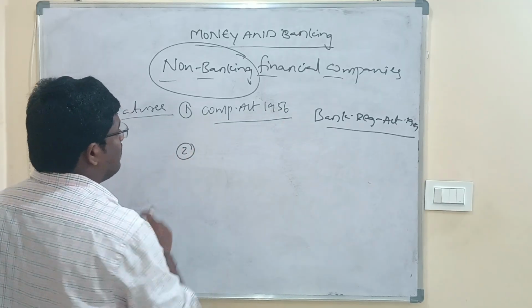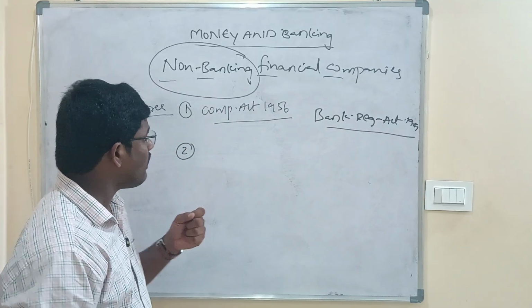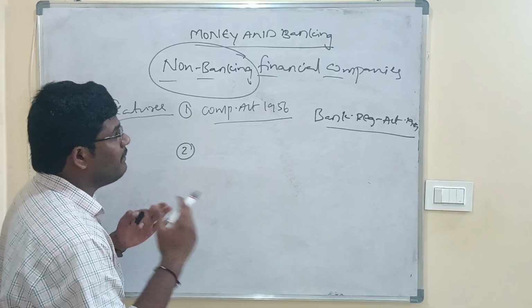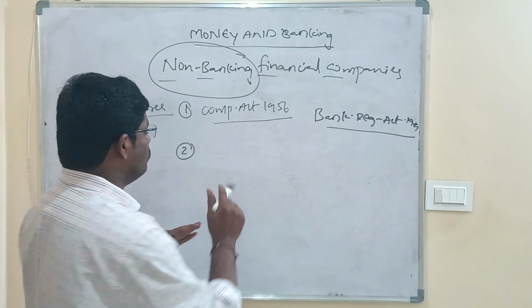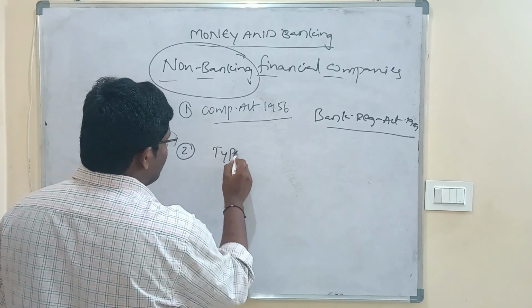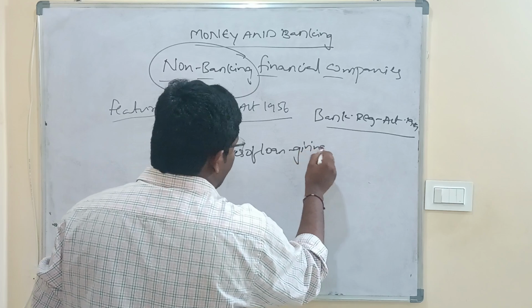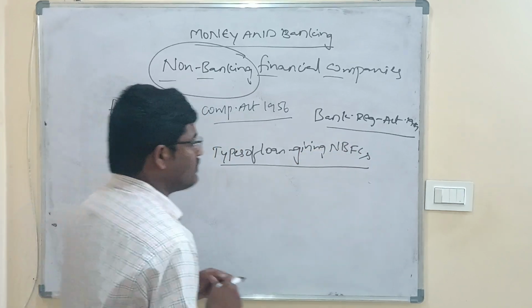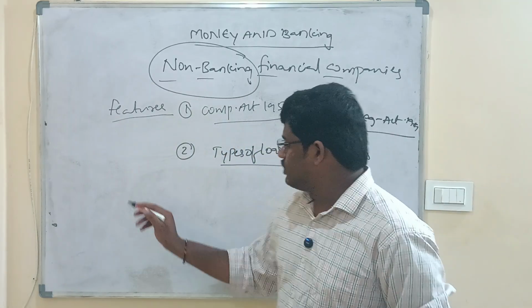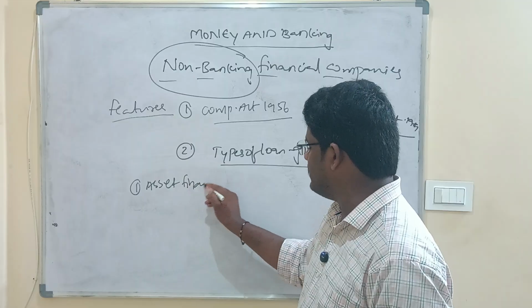Now, if you look at the second point, after the legislation, we know that the core business of NBFCs is providing financial services like giving loans. Now, there are different types of loan-giving NBFCs. What are the different types? The first type is referred to as asset finance companies.